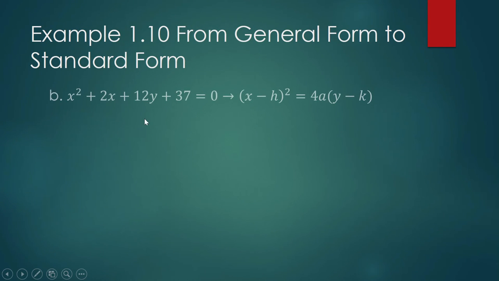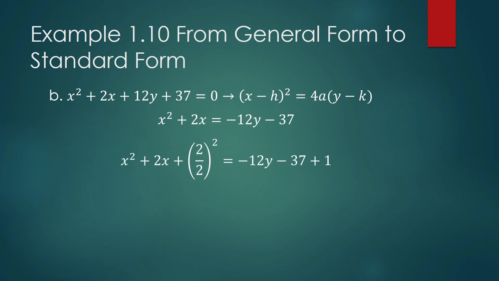Let's do another one. Write this equation in standard form. We shall use completing the square. We begin by separating these terms. All the x terms on one side, the y and the constant term on the other side. Pay attention to the coefficient of your linear term. We shall divide it by 2. We shall raise the quotient to 2, and then we shall add it to this. This is equal to 1. We added 1 here. We must also add 1 there. So simplifying this one, -37 plus 1, that's -36.